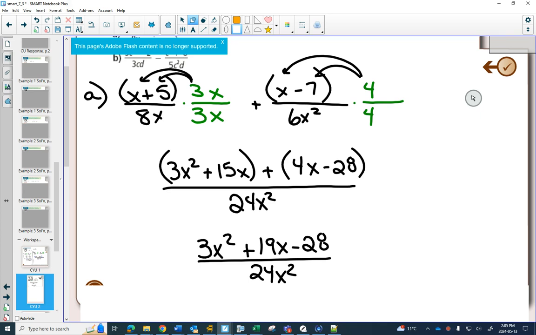Does your textbook still put all the non-permissible values? I think they might, right? They might list that x can't equal 0 because that's our non-permissible value.